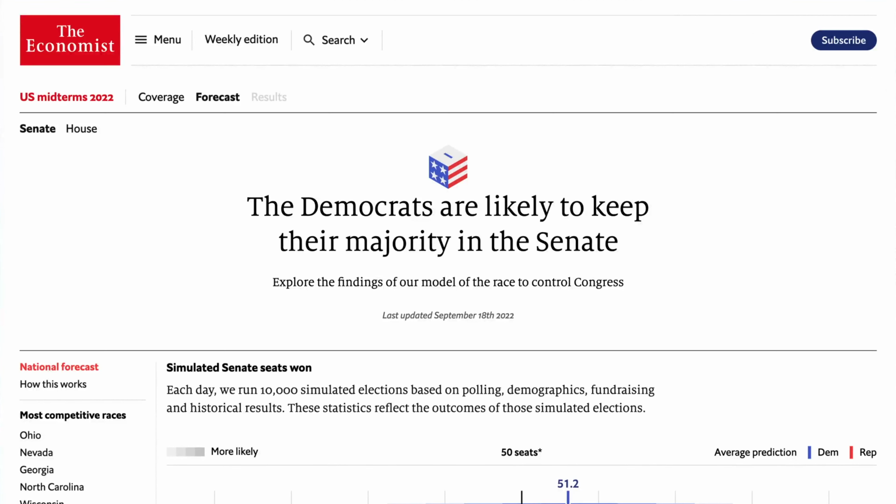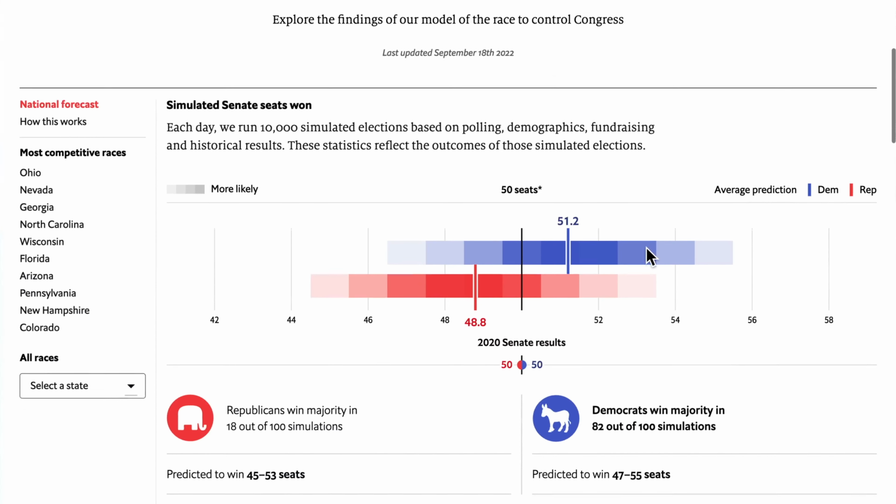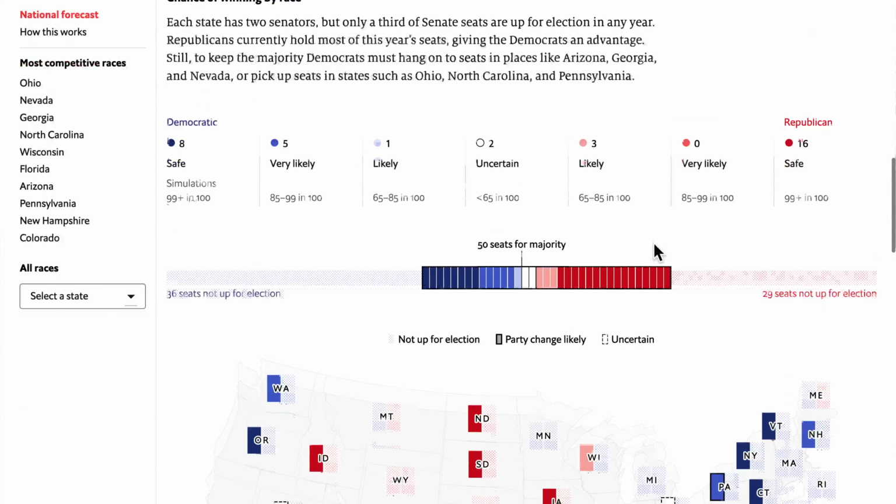Next up, we have probably the worst forecast out there, and that is the one made by The Economist. I really don't like this forecast. I think that they use polling data way too much.